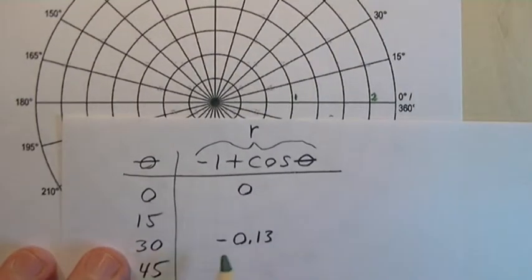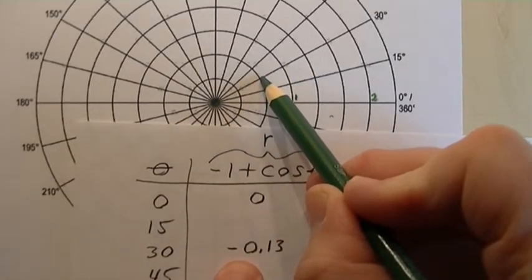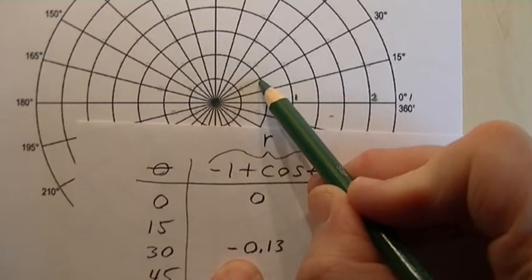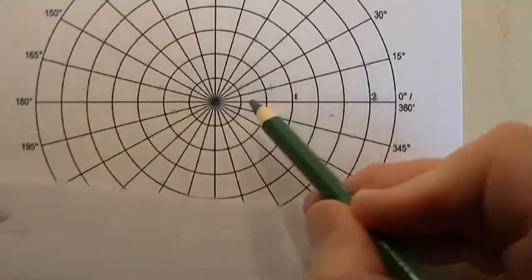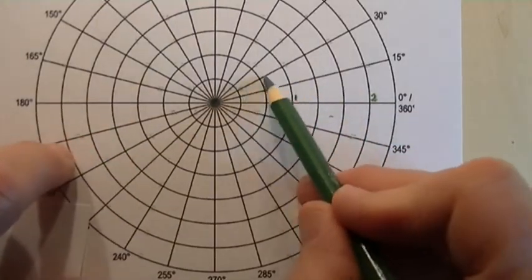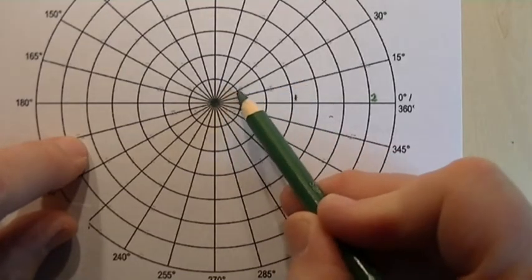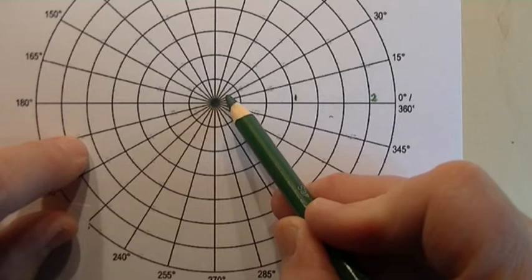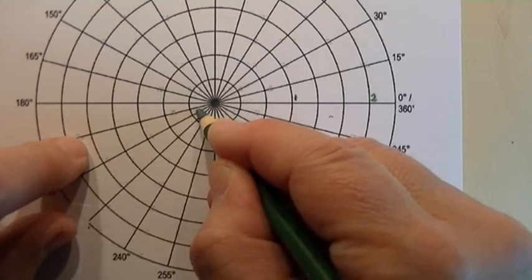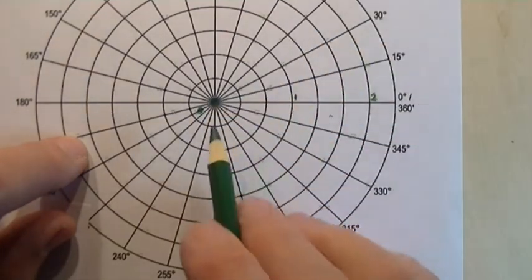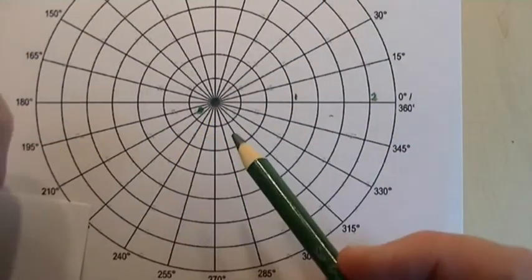The next one says when I'm at 30 degrees, when I'm looking at this angle, I go a radius of -0.13. Well, 0.13 is just a little over 10%. So if it was a positive number, I'd go 10% of this distance, somewhere in here. But I'm actually going in the other direction because it's a negative number. So instead of going off in 30 degrees, I'm going to go in the opposite direction.